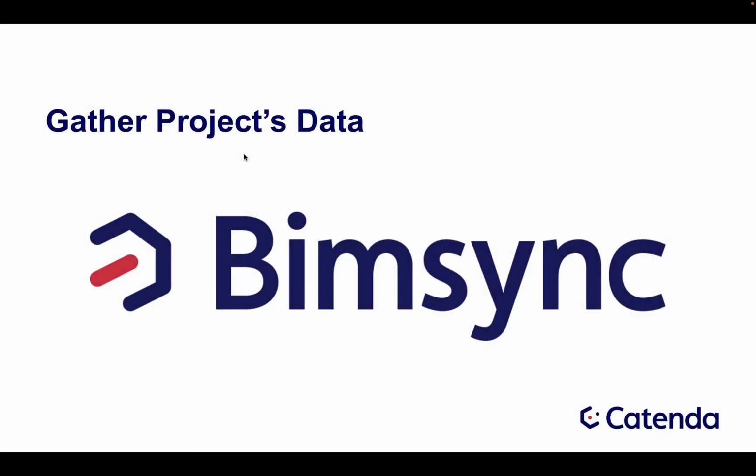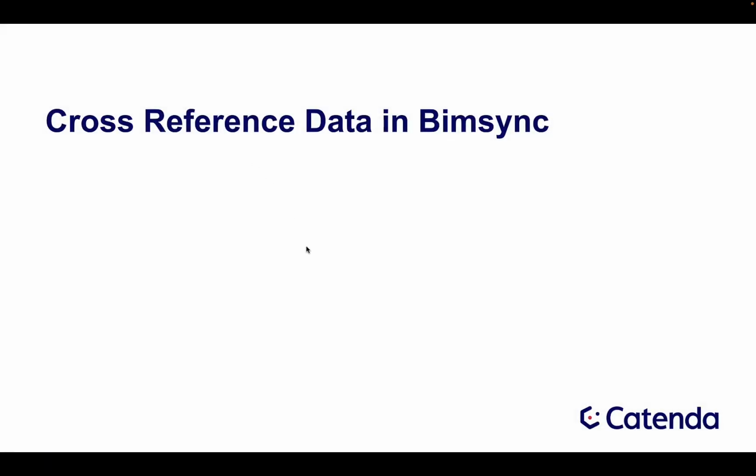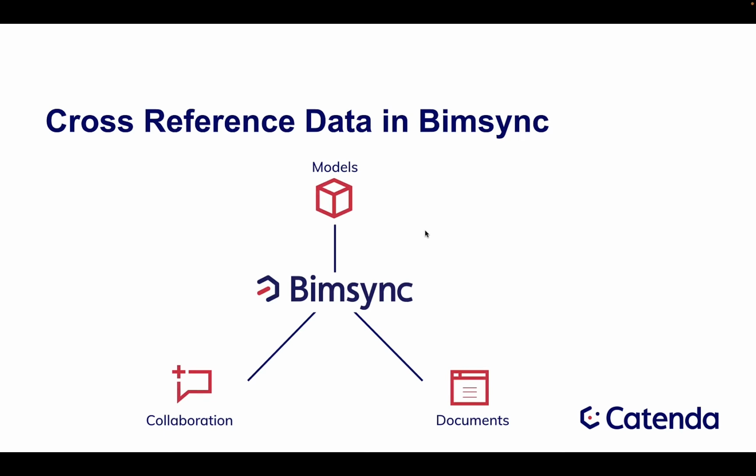So this was about gathering project's data and project information. So now let me explain a bit about cross-reference data in Bimsync. So how to cross-reference your different source and different kind of data and information container inside Bimsync. And this is something we think is a kind of a unique value proposition. It's what we call internally the magic triangle, and it's the constant relationship that can be put and maintained between models, collaboration and issues, and also documents.